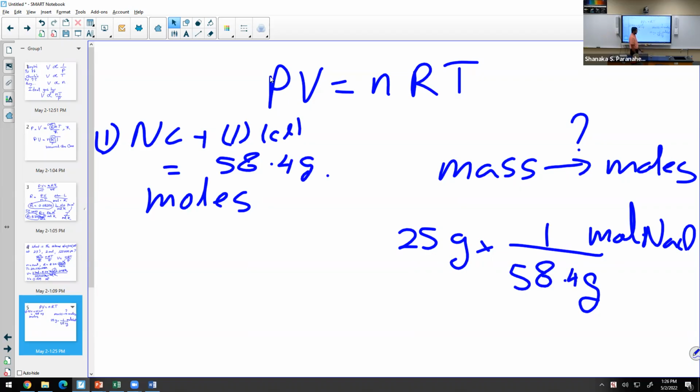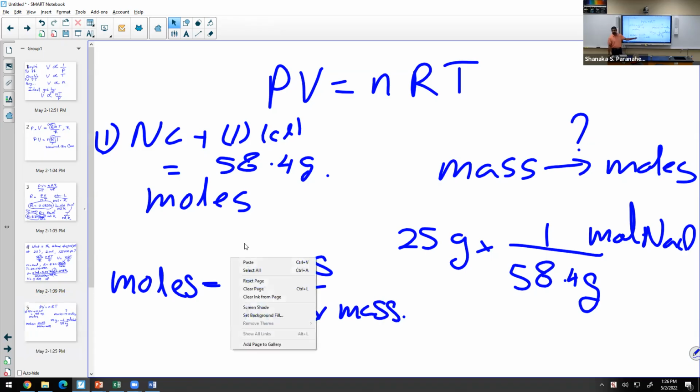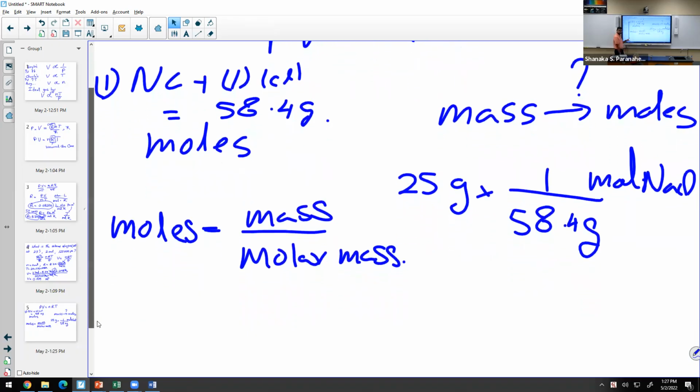Okay. So by looking at this, we can say moles of a compound is equal to the mass of the compound divided by the molar mass. So when we divide the mass of a compound by its molar mass, we get the number of moles. This is clear? Okay.